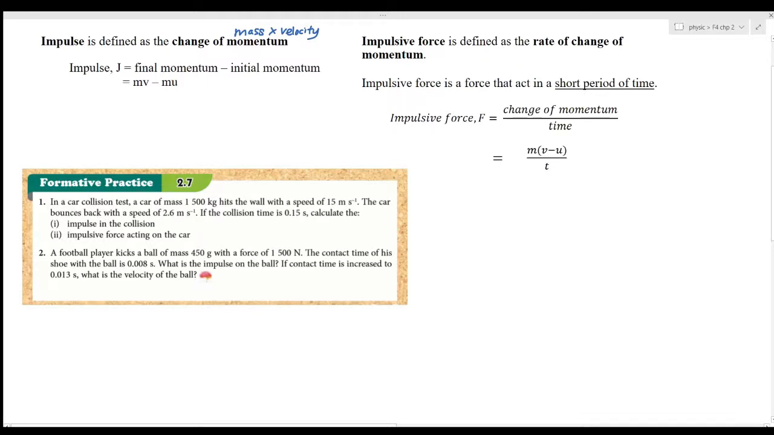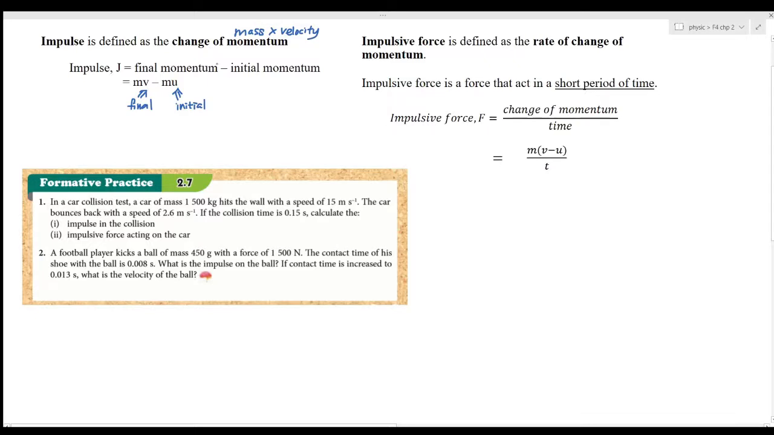Hence, the change of momentum we can calculate by using the final momentum minus the initial momentum. So it's mv minus mu. The v is the final velocity and the u is the initial velocity.